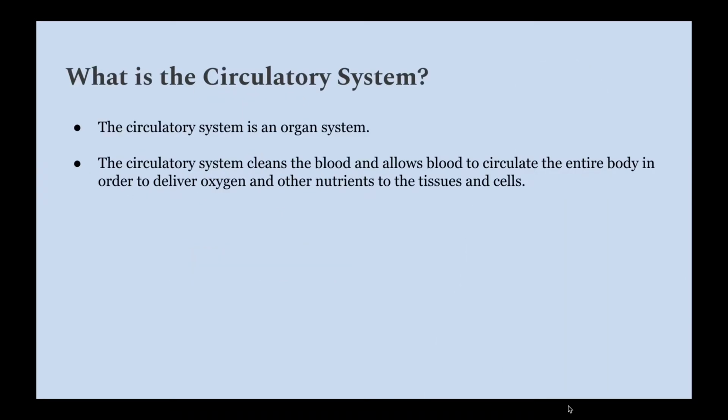So, what is the circulatory system? The circulatory system is an organ system that cleans the blood and allows blood to circulate the entire body in order to deliver oxygen and other nutrients to tissues and cells.